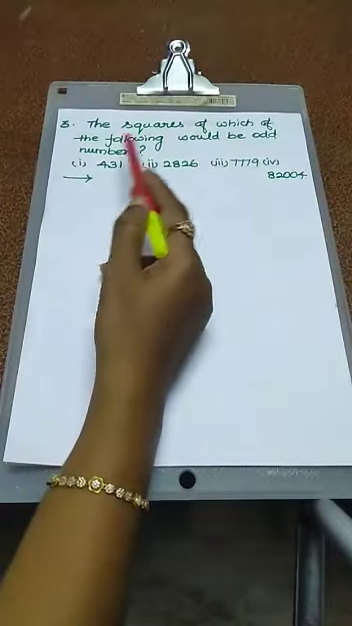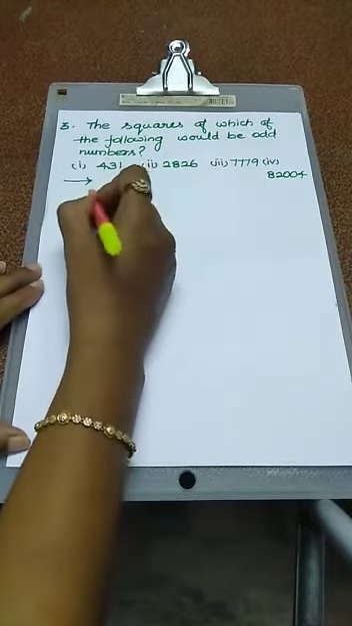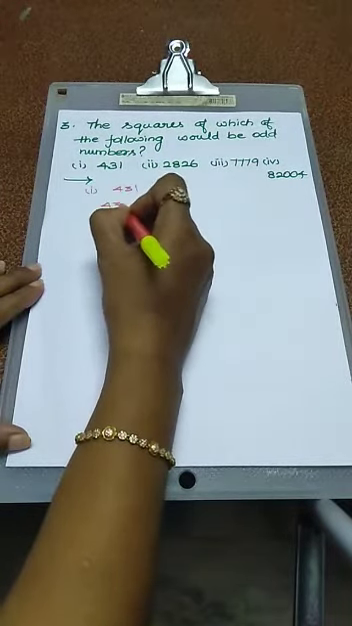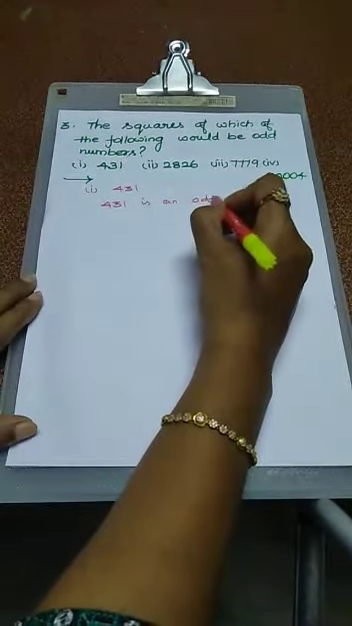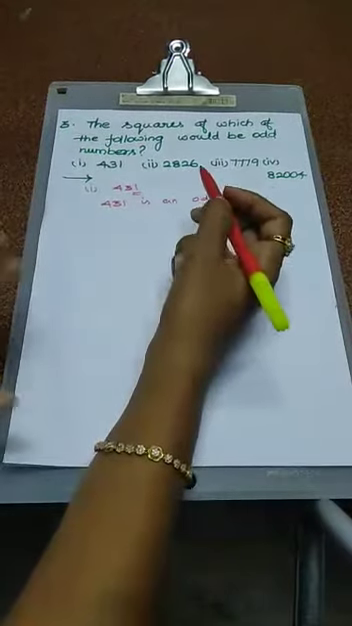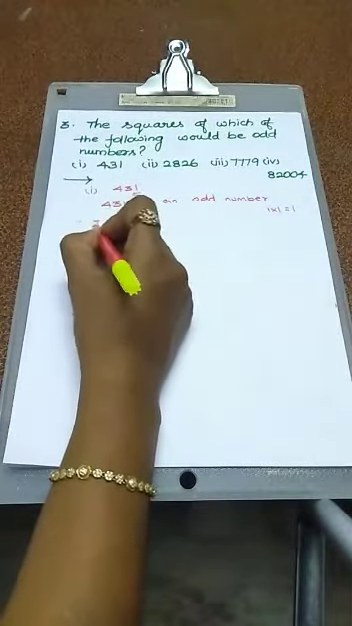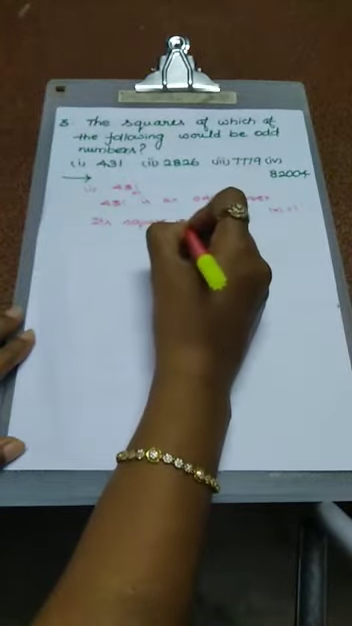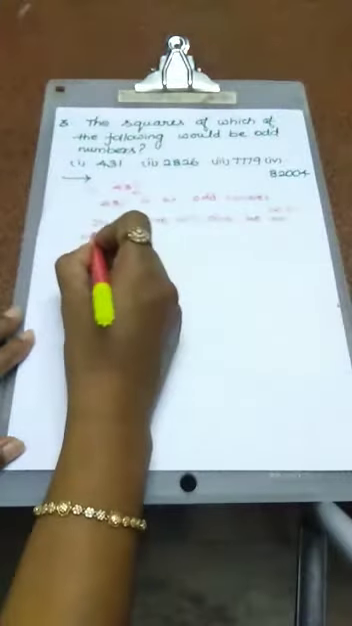The squares of which of the following would be odd numbers? Actually, the first subdivision is 431. This is our given question, and you just look at the number. 431 is an odd number. The ending number is 1 only. So what is the value? 1 into 1 is equal to 1. Therefore, its square will also be an odd number.